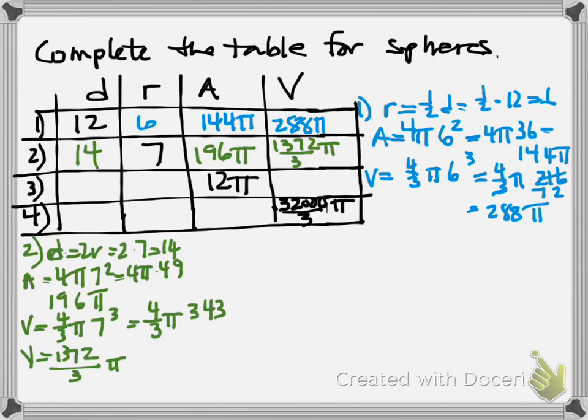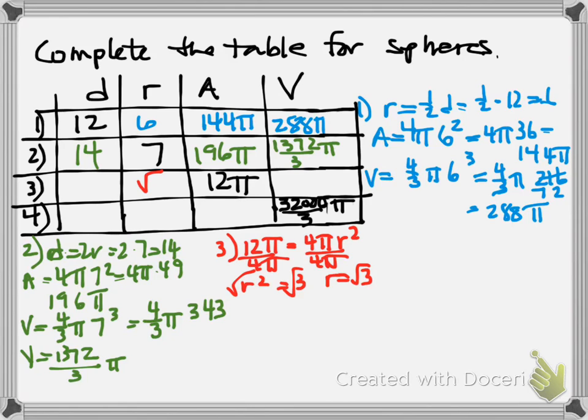Okay, good. Next one. Now they get a little bit sneaky. They give us the area as 12 pi. We know that is 4 pi r squared. So what we're going to have to do is solve for r in this case. So divide both sides by 4 pi. I'm going to use symmetric property. I get r squared equals 3, take the square root, and I get the radius is square root of 3. Okay. What's the diameter? Yeah, it's 2 times the radius, which is 2 rad 3.